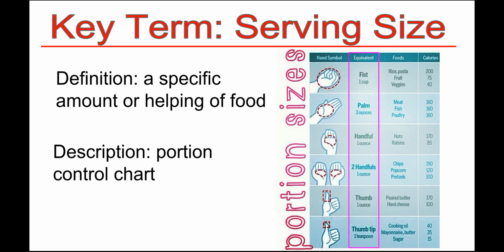Next, a handful is ideal for nuts and raisins. Below a handful is 2 handfuls. 2 handfuls are okay for chips, popcorn, pretzels, and the like. Under this is thumb size. 1 thumb size is about right for eating peanuts and hard cheeses. And finally, a thumb tip is good for cooking oil, mayo, butter, and sugar. In summary, these hand symbols are helpful in giving us a quick and easy way to estimate our portions before eating.